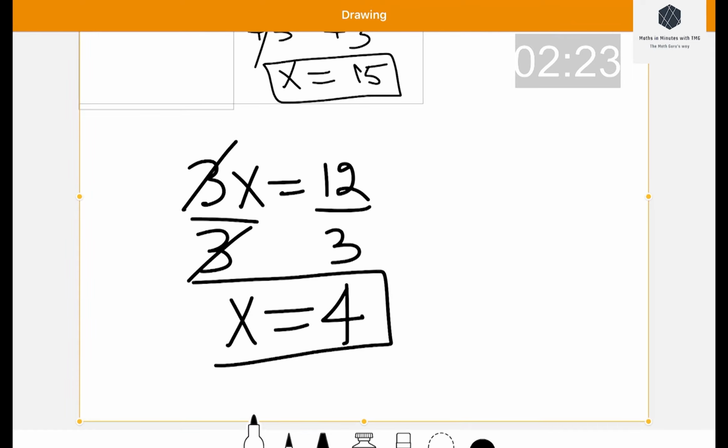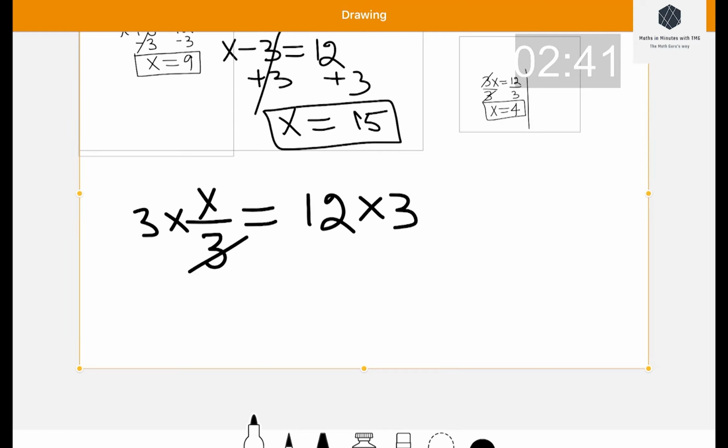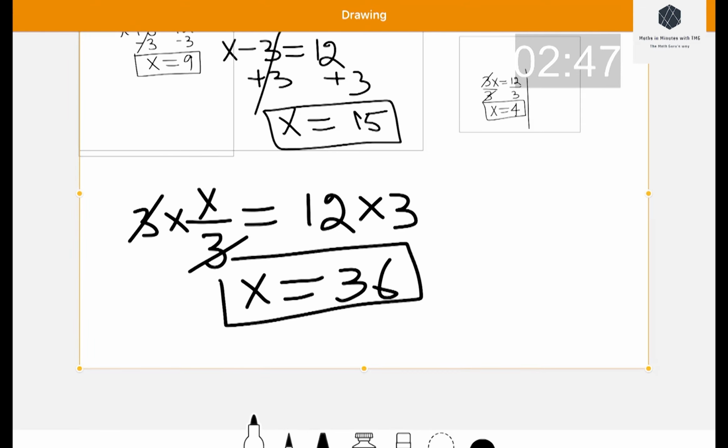This is done. Now for example, they ask you to solve x divided by 3 equals 12. And you want to get rid of 3, which is in the denominator. So if something is divided and you want to get rid of it, you have to multiply. So I'm multiplying this side by 3 and this side by 3. Now 3 and 3 are gone. x equals 12 times 3, which is 36. So these are 4 different types of questions. Now let's do one more question.